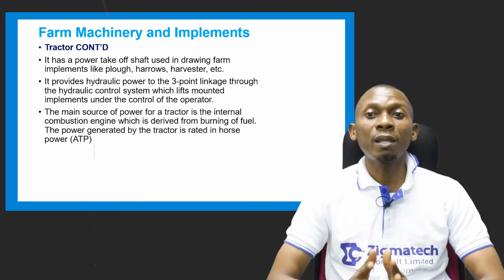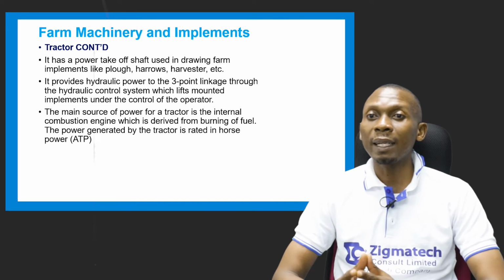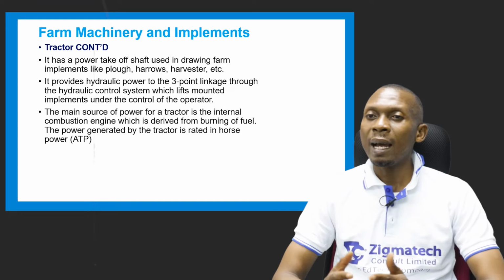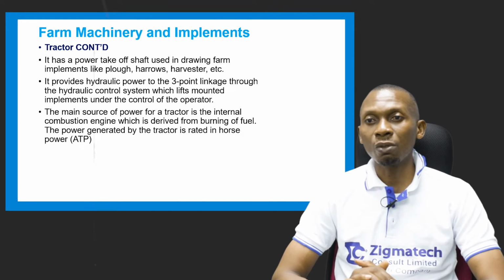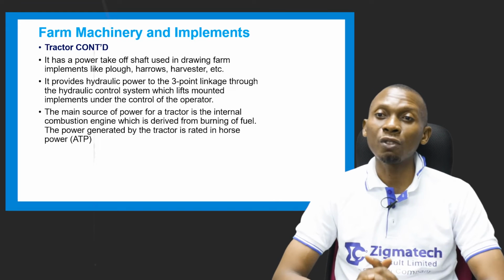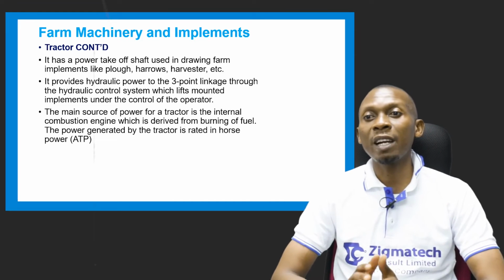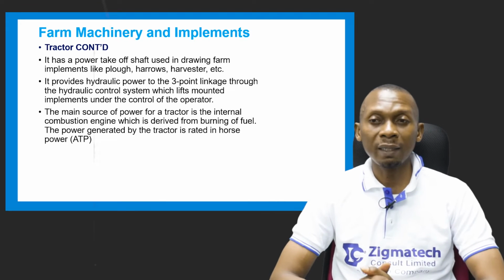Then it also has a hydraulic power system which is attached to the 3-point linkage, and this helps to lift up implements which are under the control of the operator. And the main source of power for the tractor is the internal combustion engine, which is derived from burning of fuel, and the power generated by the tractor is rated in horsepower.